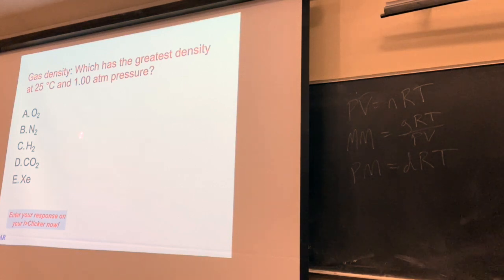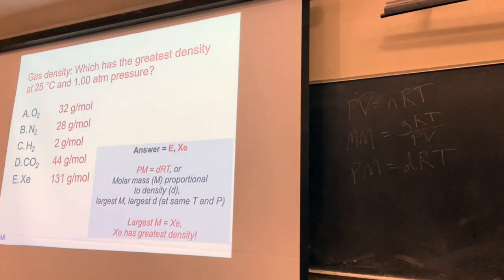So if you want, I would go through and find the grams per mole on the periodic table for all of these things. And xenon is by far the highest molar mass. So because it has the highest M, it's going to have the largest density. As molar mass increases, the density of your gas goes up too, and vice versa.